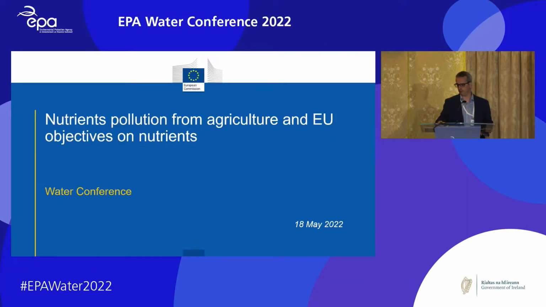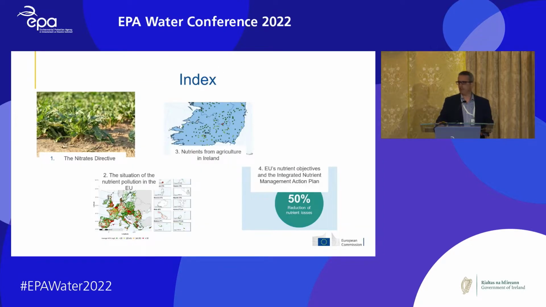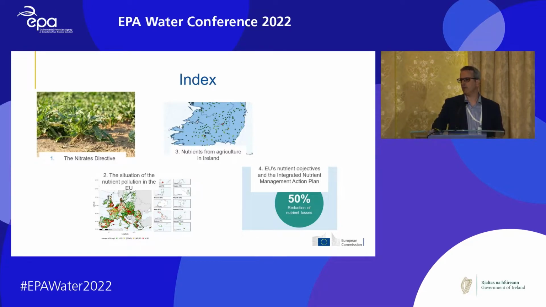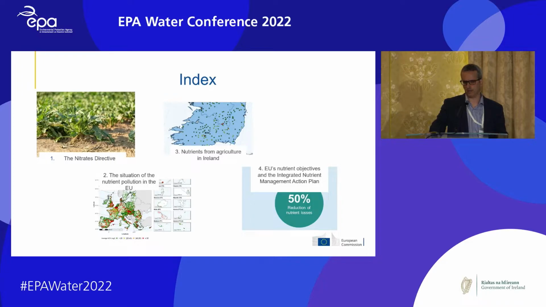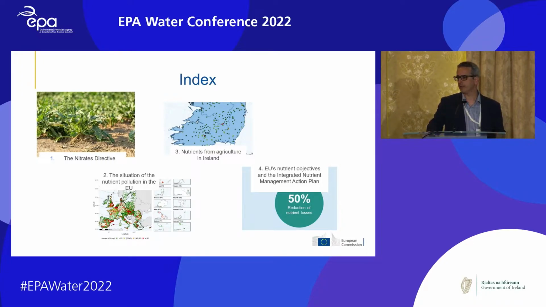I will focus my presentation on nutrient pollution from agriculture and the EU objective on nutrients. The 4 points that I will develop are the Nitrates Directive, the situation of nutrient pollution in the EU, 3 slides on the situation in Ireland in accordance with the information provided by the monitoring network under the Nitrates Directive, and the 4th point will focus on the EU's nutrient objectives, which are set by the biodiversity and farm-to-fork strategies.